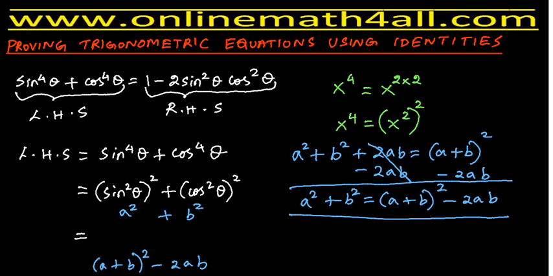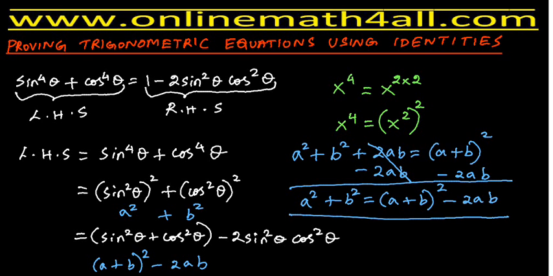So when I apply, I'll be getting sine square theta plus cos square theta minus 2 times sine square theta times cos square theta. So this is what we are getting for the identity a plus b the whole square minus 2ab, in which instead of a I have applied sine square theta, instead of b I have applied cos square theta. We can proceed to the next step on our next page.